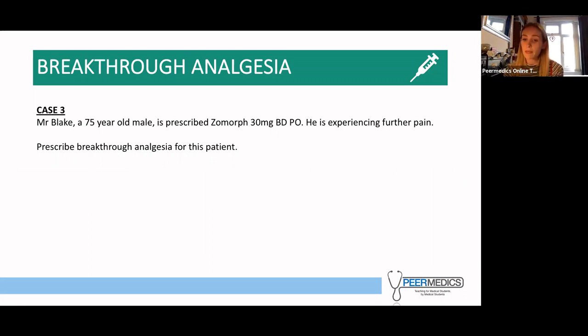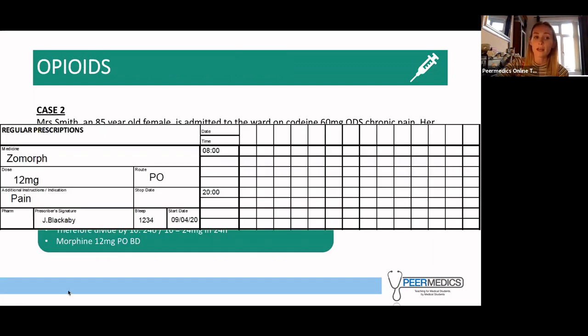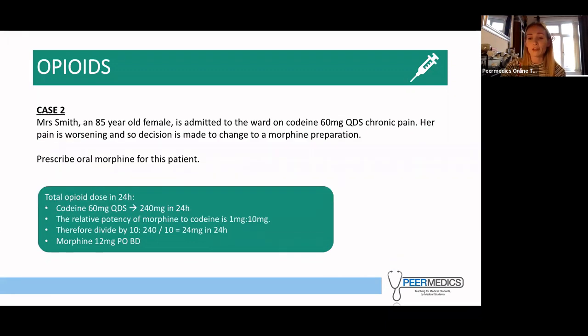So it doesn't have to be BD, no, it depends what you're picking. So if you're picking, for the last case, because I picked Zomorph, which is a modified release, that's BD. If you picked something that was immediate release, such as Oromorph, then that would be QDS. So it's more what you're picking. In the case of someone that's got chronic pain, you'd probably want to give something that's modified release because it's giving them more pain relief throughout the day. And then you do what we're coming on to for the next bit as well.